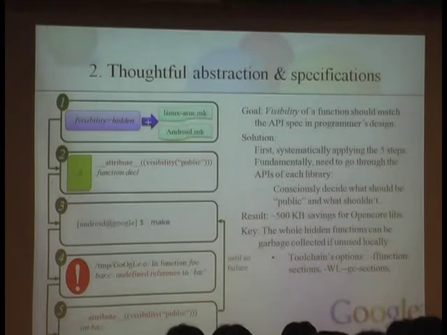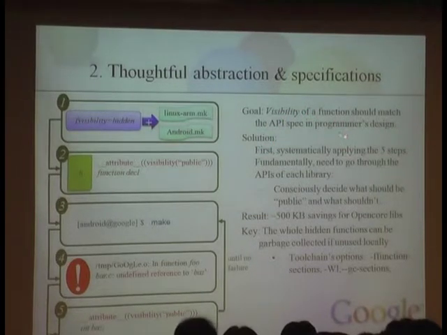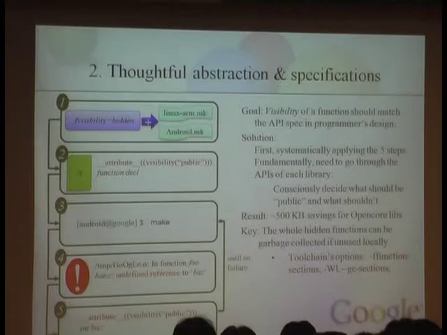Okay, so for this abstraction and specification process, I'll use visibility as one example. The goal is that the visibility of a function should match the API spec in the programmer's design. When you have your design doc, you figure out what should be public and what should be hidden. I'm sure people know these two files, the Android.mk. We are all practitioners, so I guess this is an Android tree anyway.